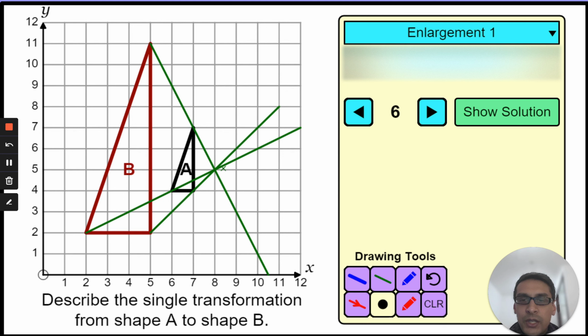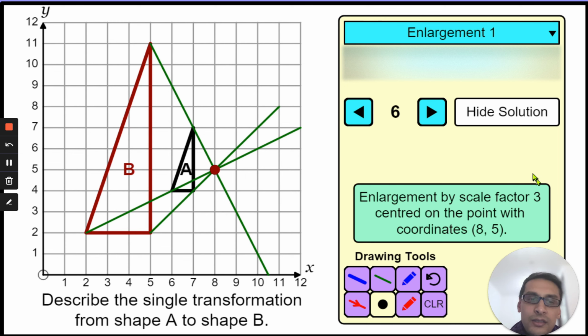Now, the fact that they all cross over at this point is not a coincidence because it is the center of enlargement. Now, how much bigger is the shape? You can see it's 3 units high. And this is going to be 1, 2, 3, 4, 5, 6, 7, 8, 9. So the scale factor is 3. Center of enlargement is 8, 5. And it is an enlargement. So scale factor 3, centered about 8, 5.